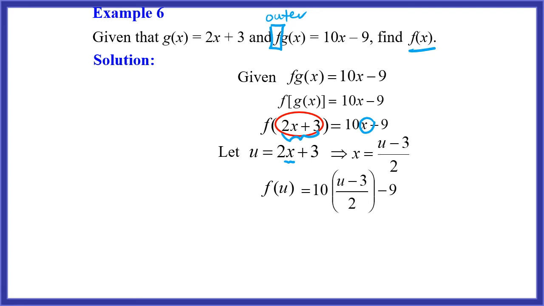Now we just have to simplify the right side. We have 10 divided by 2 is equal to 5. So 5u minus 15 minus 9. So we have 5u minus 24.